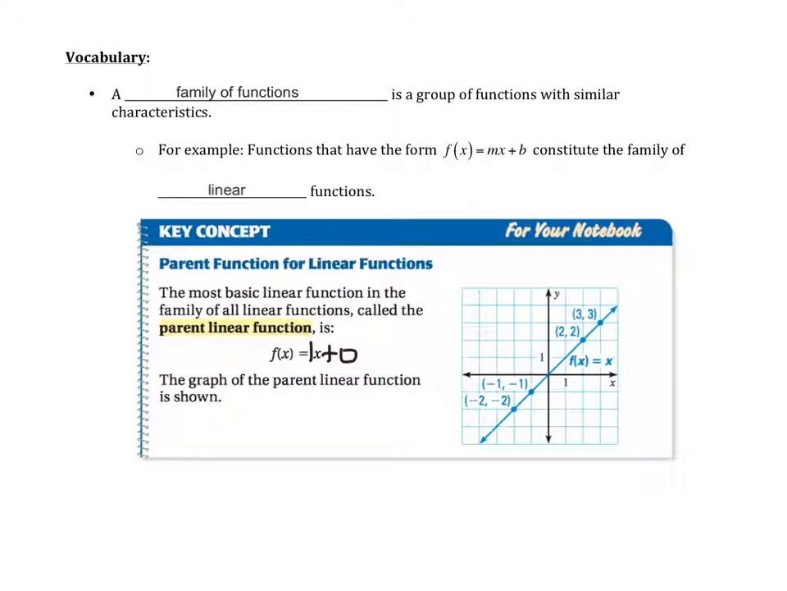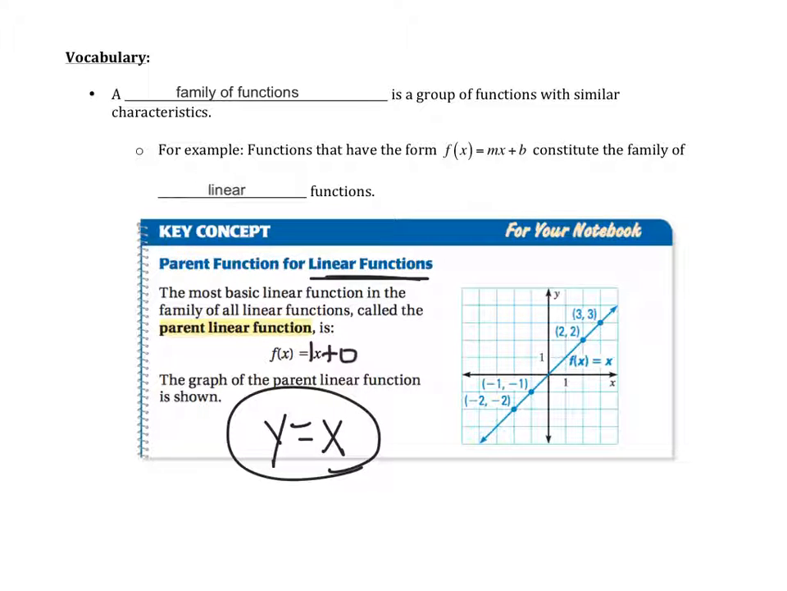So the most basic form of y equals mx plus b is when the slope is 1 and the y-intercept is 0. And it looks just like this. So I start at 0 and I go up 1 and over 1. That is the most basic form of a linear function. Again, it starts at 0, it has a y-intercept of 0 and a slope of 1 over 1. So I go up 1 and over 1, just like that. So y equals, or f of x equals x is your parent function for all linear functions or linear equations.